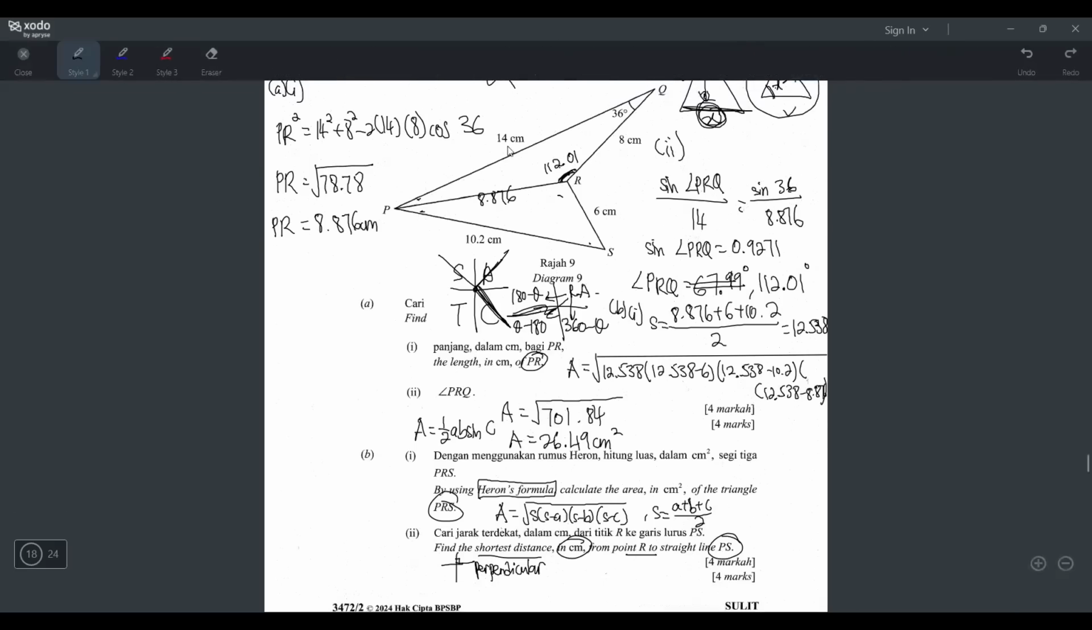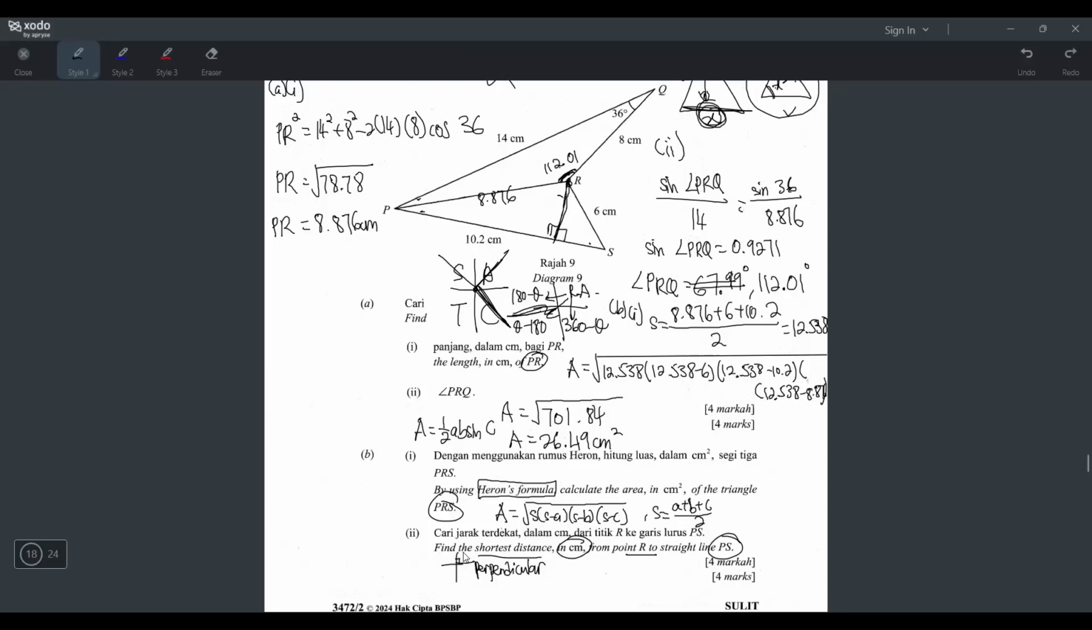R is here. Right? And where is PS? Here. So, can you tell me what is the shortest distance from R to PS? The keyword would be 90 degree. Okay? So, you have to draw one line from R to PS, but it has to be 90 degree. Okay, if it's not 90 degree, then it's not the shortest.